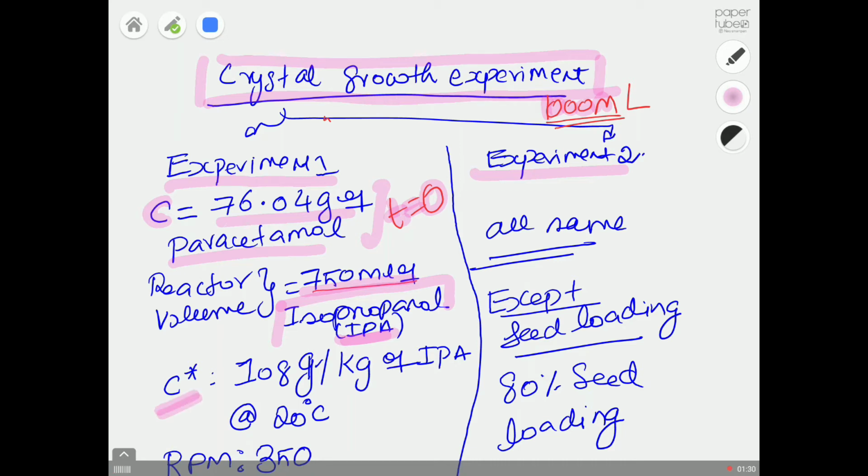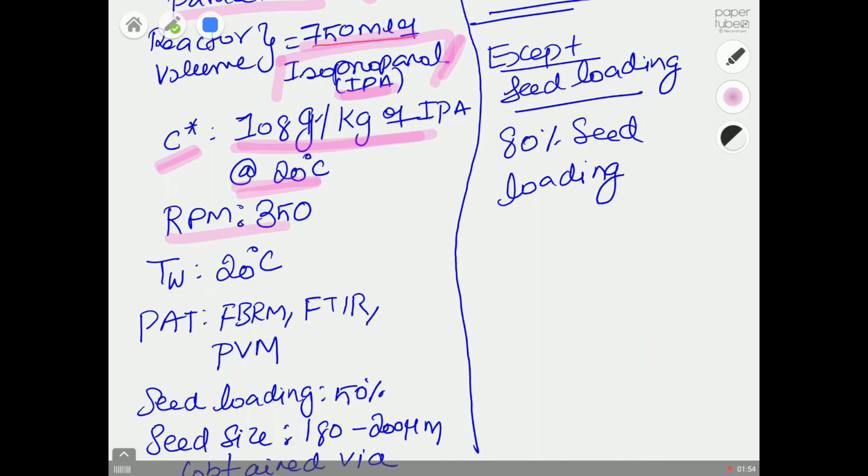The solubility concentration of paracetamol in this solvent, which is isopropanol, at this particular temperature, which is 20 degrees centigrade, is roughly 108 gram per kilogram of IPA. So that's your solubility. And then we performed all the experiments at 350 RPM.